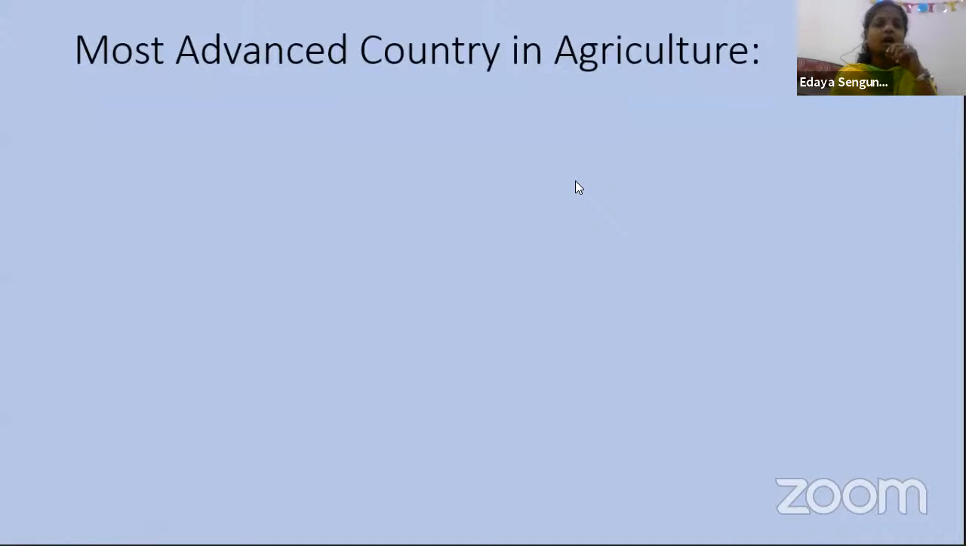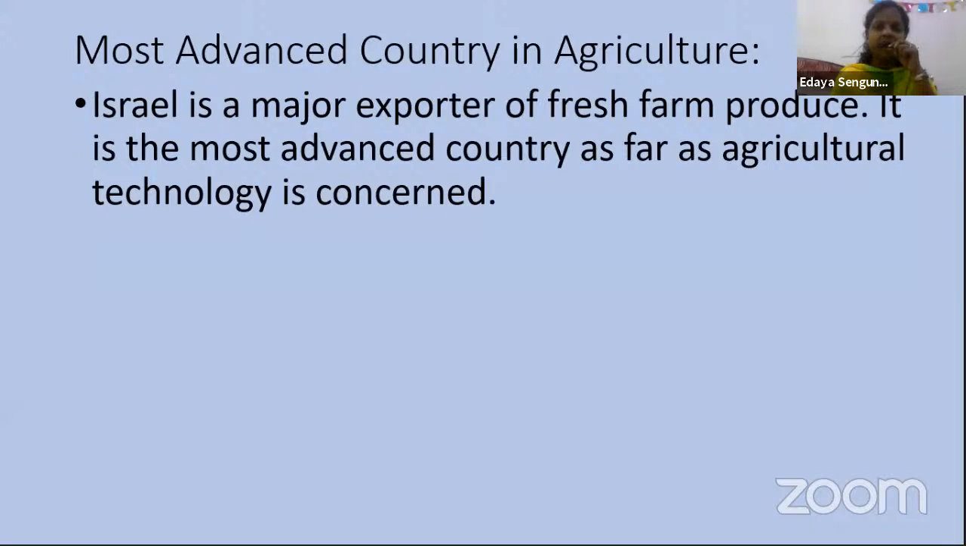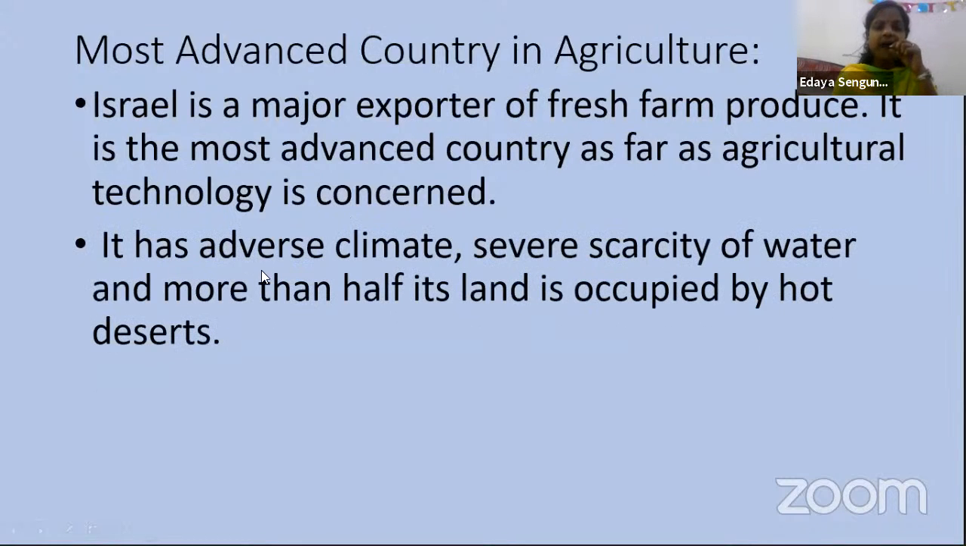Okay, good. Now, most advanced countries in agriculture. Which is the country that is most advanced in agriculture? That is Israel. Israel is a major exporter of fresh farm produce, and is the most advanced country as far as agricultural technology is concerned. They are using very high, most advanced technology for agriculture in their country. It has adverse climate, severe scarcity of water.